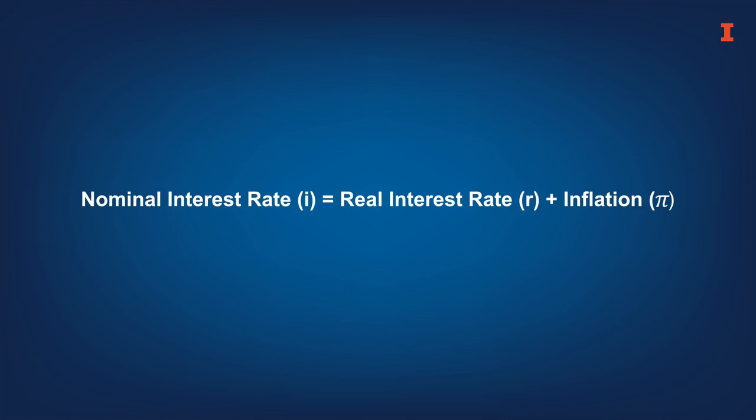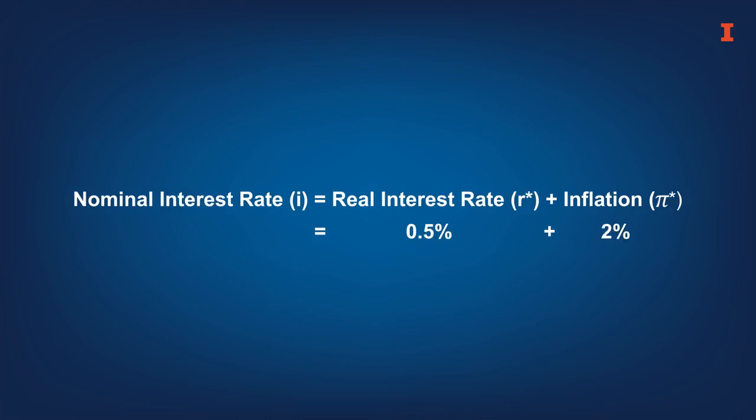To begin, recall that the nominal interest rate is equal to the real interest rate R and inflation pi. Let's assume that inflation is at the target of 2%. Let's also assume that the real interest rate in equilibrium is 0.5%. So, assuming that inflation is sitting at target, the nominal interest rate will be 2.5%. That's what the market will deliver without any intervention by the central bank.